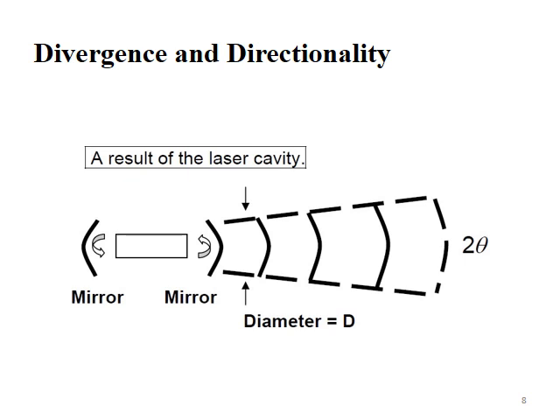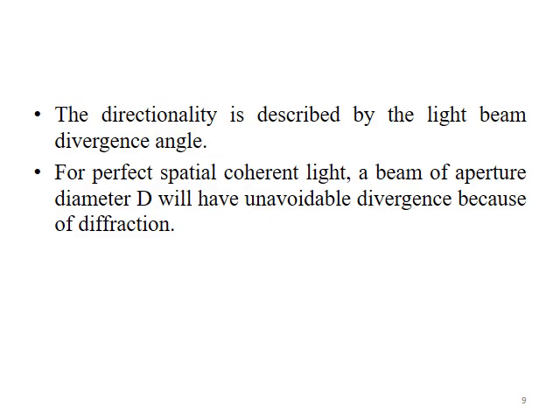For perfect spatial coherence light, a beam of aperture diameter d will have unavoidable divergence. So the directionality is described by the light beam divergence angle. For perfect spatial coherence light, a beam of aperture diameter d will have unavoidable divergence because of diffraction.